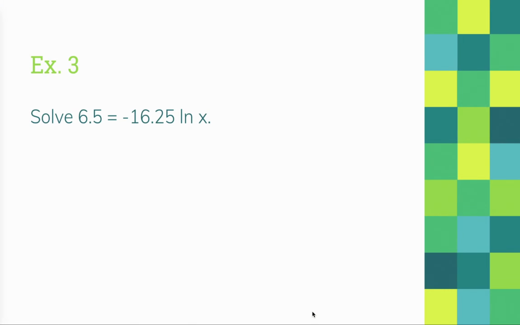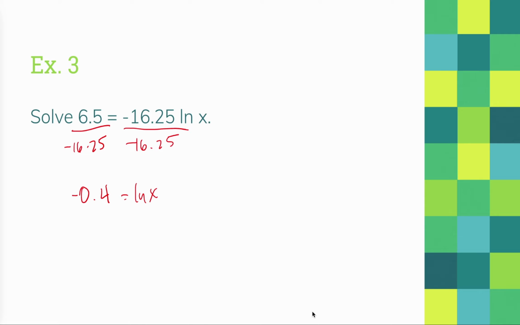6.5 equals negative 16.25 ln of x. So go ahead and divide by that 16.25. You can take the negative with it. So 6.5 over negative 16.25 is equal to negative 0.4 equals ln x.